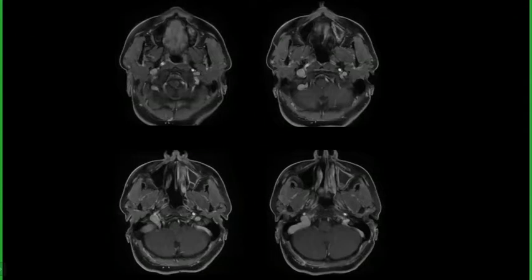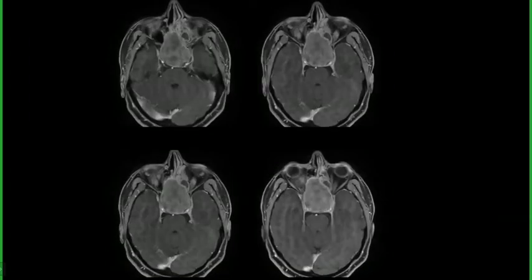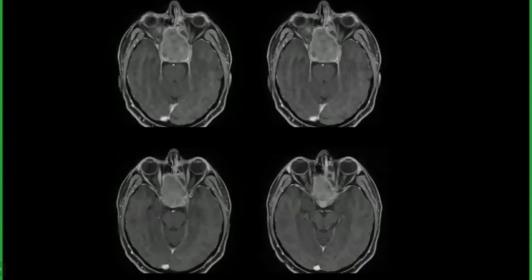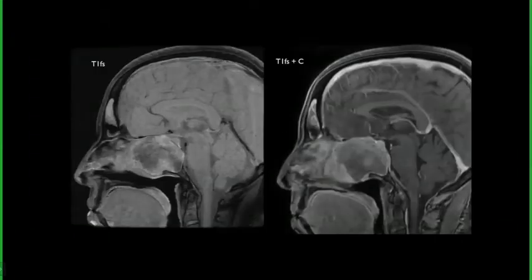This is the contrast T1 images, which show a relatively mild enhancement in the periphery as compared to the non-contrast T1 sequences. This is the non-contrast T1 and this is the post-contrast. Some minimal enhancement can be seen in the inflamed peripheral mucosa. There is no intense enhancement.